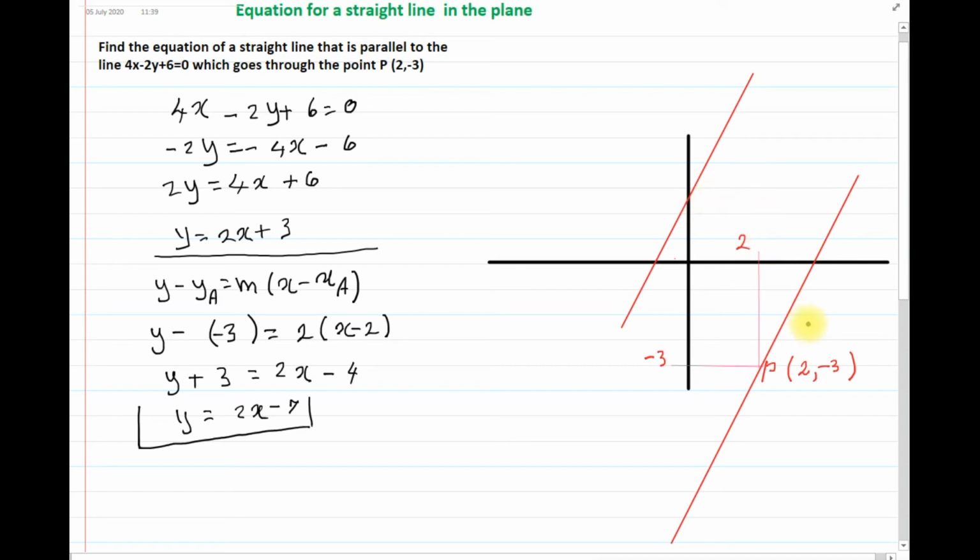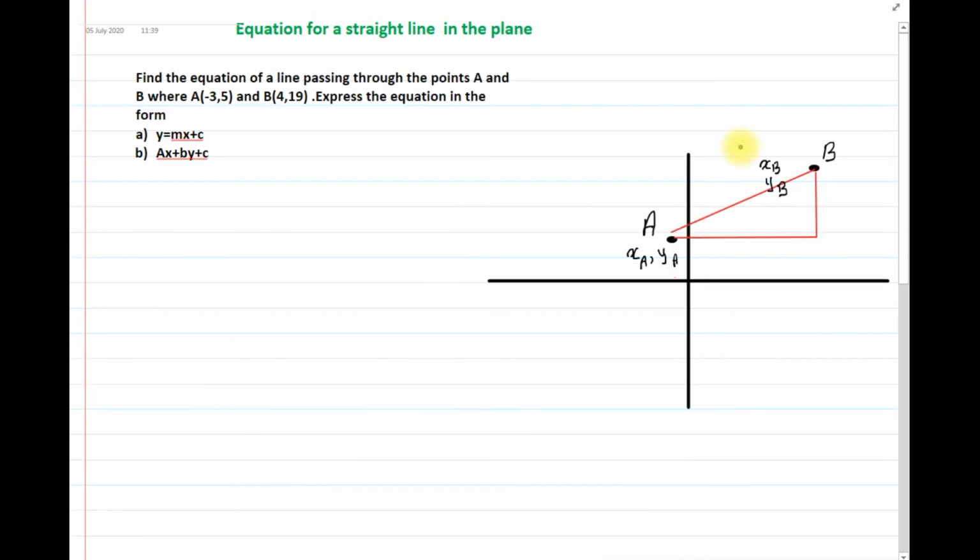I haven't marked it, but this line is parallel to that line, so the gradient is 2 and it is passing through the point (2, -3). The equation of this line is y equals 2x minus 7. And if we extend this y-axis to where it crosses the line, that would be our y-intercept, which is minus 7.